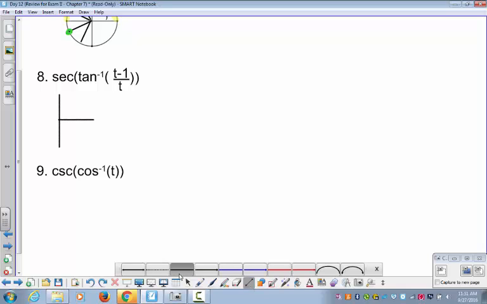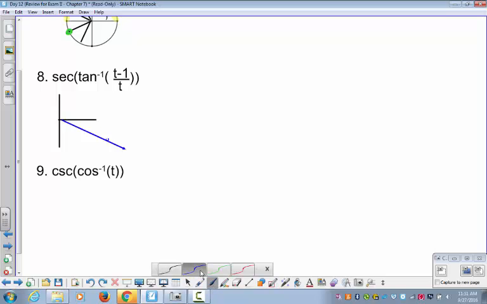So inverse tangent is on the right. It could be in quadrant 1, it could be in quadrant 4, it doesn't matter. We're somewhere on the right. I'm going to draw it in quadrant 4. Again, it doesn't matter. So I'm going to put that point right there.